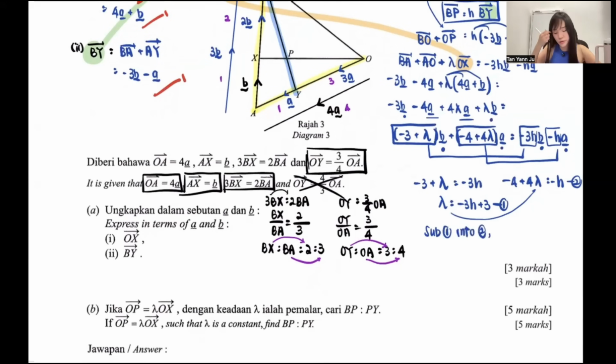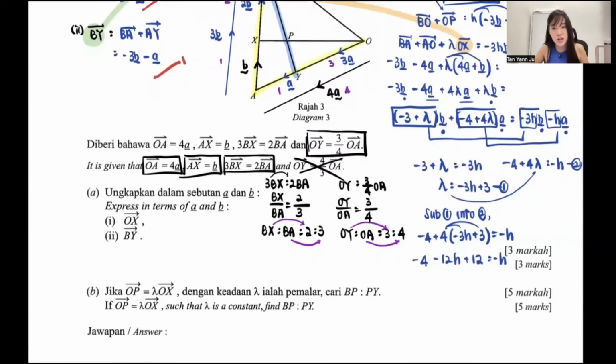So guys, when I sub inside, negative 4 plus 4, my lambda is negative 3H plus 3, equivalent to negative H. Can see that, right? Then now expand it. 4 times negative 3, negative 12. 4 times 3, 12, equivalent to negative H. So those you guys can combine together. Minus 12, move it over, plus 12, 11H. Negative 4 plus 12, 8. So guys, my H answer is 8 over 11.